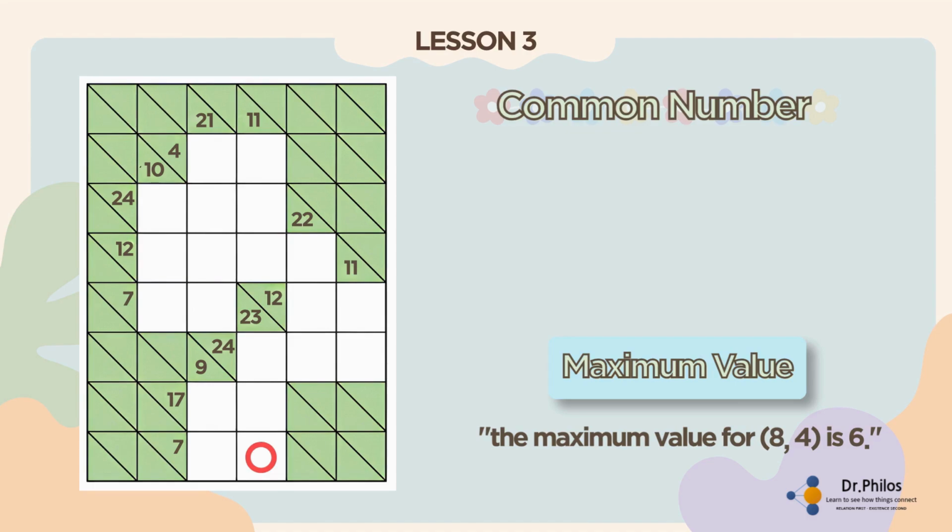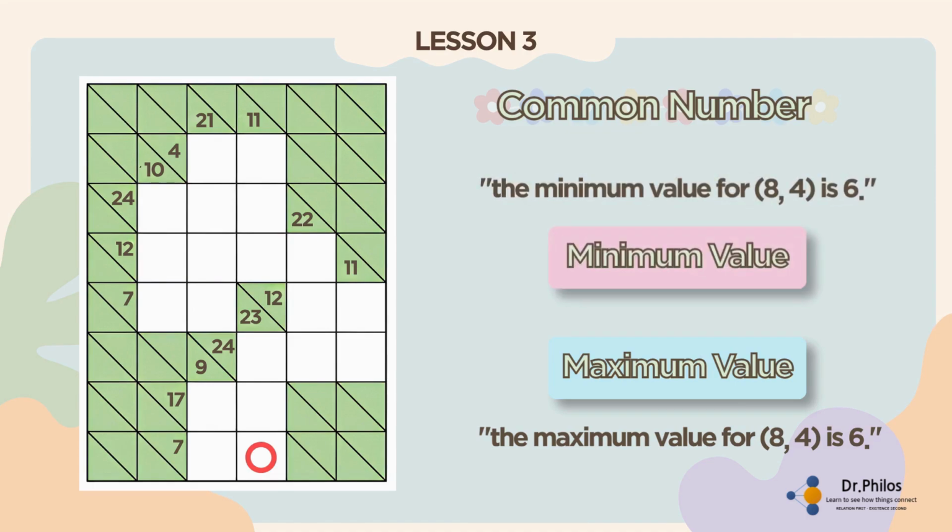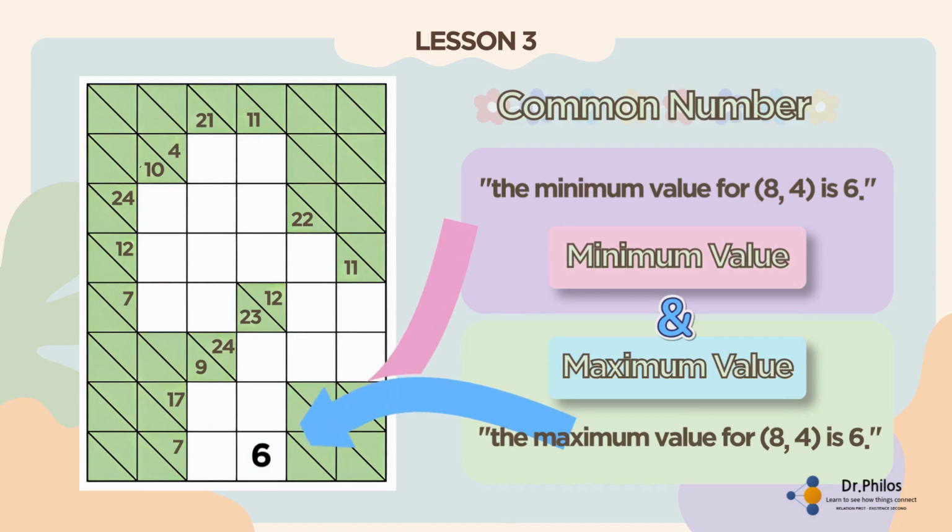Huh? You just said the minimum value was 6 earlier. Looking at the column, the minimum value is 6, and looking at the row, the maximum value is 6. It can't be bigger than 6, and it can't be smaller than 6, so there is only 6. So 8, 4 is 6. Can you explain how you figured out the number for this box? Looking at the column, the minimum value is 6, and looking at the row, the maximum value is 6. The ranges from both directions point to the same number.